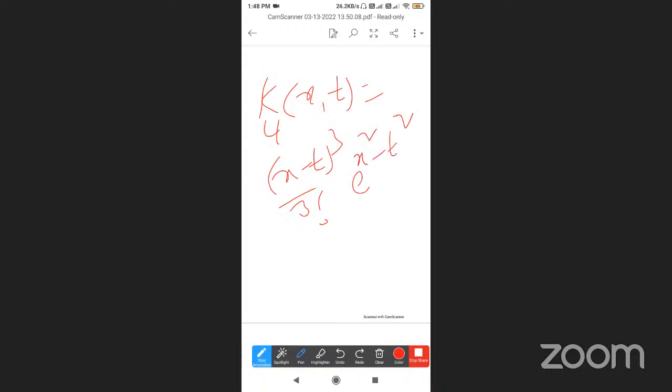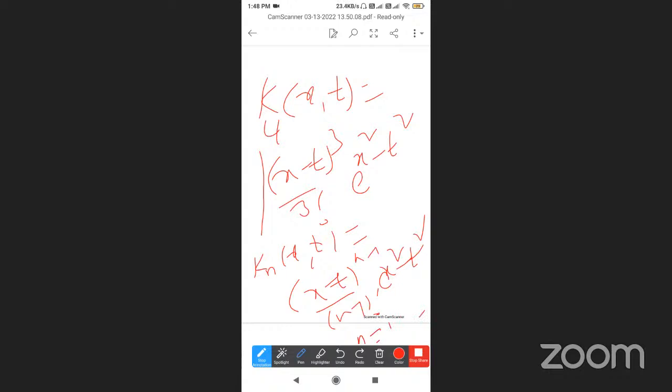Next, k4 of x comma t is equal to x minus t is a whole cube by 3 factorial into e power of x square minus t square. Similarly, we can apply kn of x comma t. K1, k2, k3, k4 you know, and the generalization kn of x comma t is x minus t whole power of n minus 1 by n minus 1 factorial into e power of x square minus t square, where n is equal to 1, 2, 3 and so on.